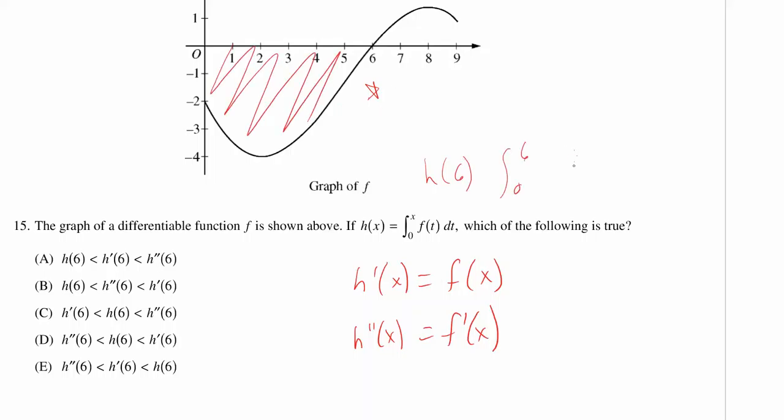Well, that area is negative, so that is less than 0. H prime is f of x. F of 6 is 0. H double prime is f prime, so it is the slope of f. The slope of f through 6 is positive. So there it is. Positive, negative, and a 0.